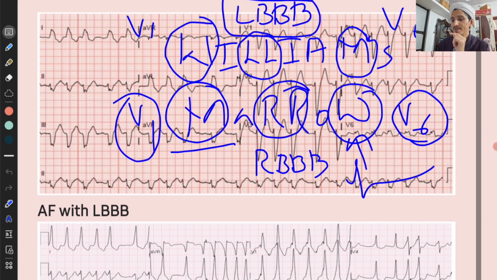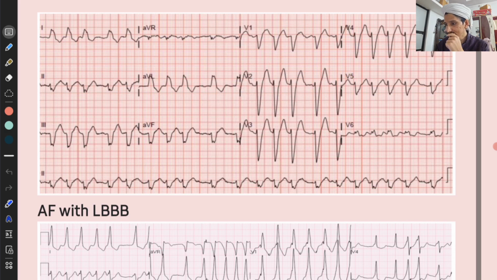Apart from that, in LBBB, in V1 you are not able to appreciate that W pattern. You are seeing some RS pattern like thing. In V6 you will be able to appreciate the M pattern here. See, V6 you are having an M pattern.